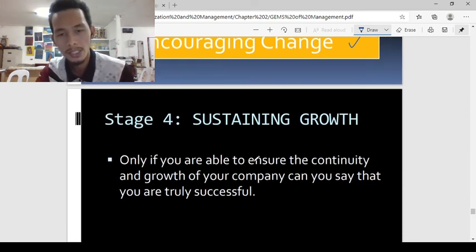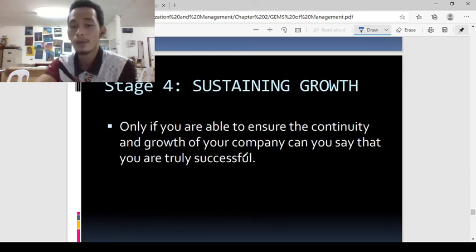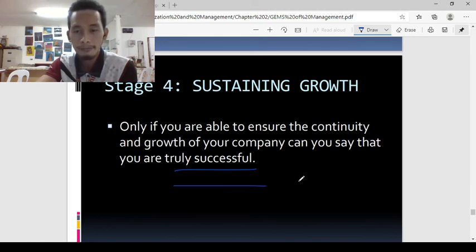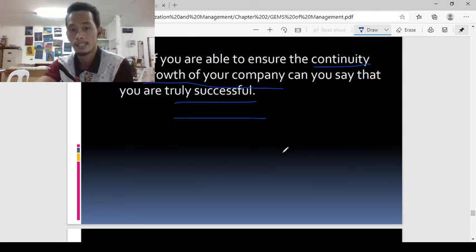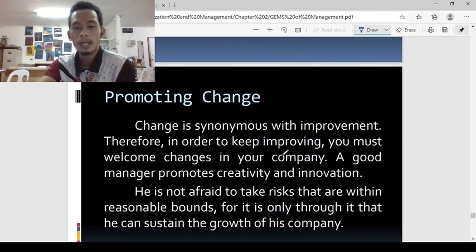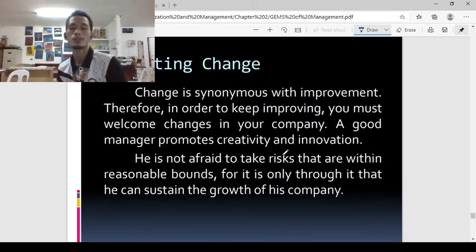So encourage changes. Only if you are able to ensure the continuity and growth of your company can you say that you are truly successful. You can say that you are truly successful as a businessman if you can ensure the continuity of your business and the growth of your company. Ning grow imong company, na continue imong business. Diba? Okay, promoting change. Change is synonymous with improvement. Therefore, in order to keep improving, you must welcome changes in your company.